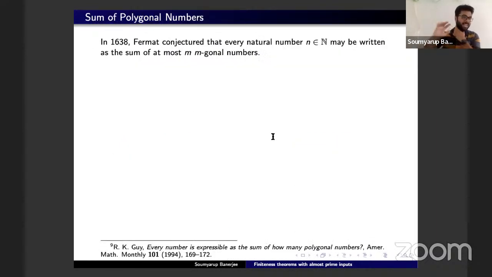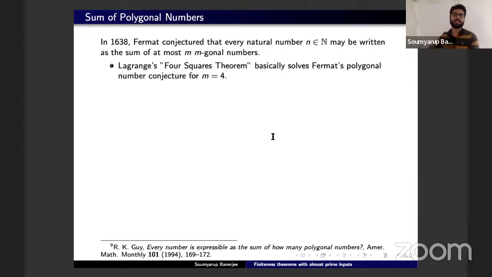So in this direction, around 1638, Fermat conjectured that every natural number n can be written as a sum of at most m polygonal numbers. Of course, Lagrange's four square theorem basically solves Fermat's polygonal number conjecture for m equal to 4.